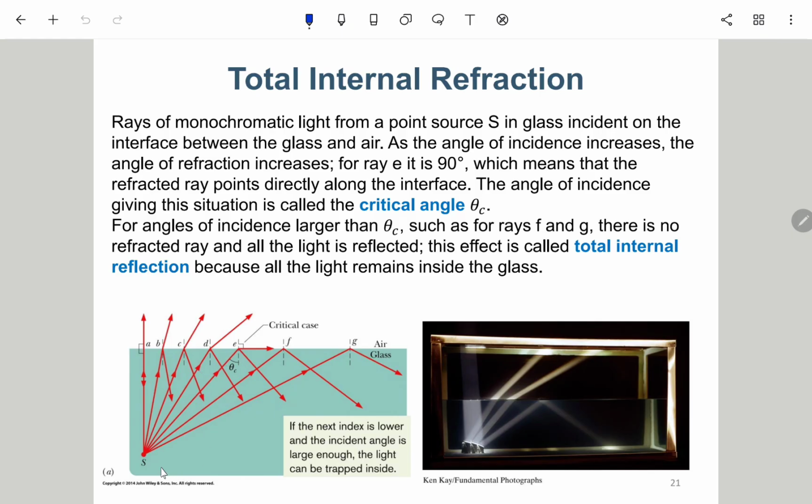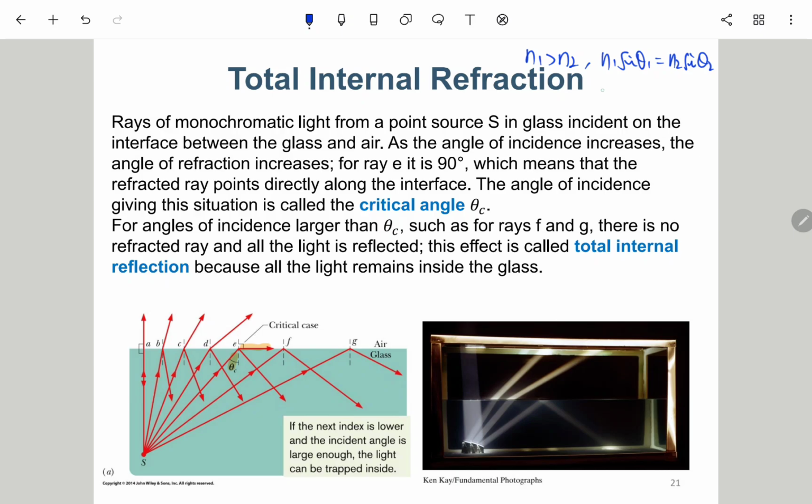But as you know, if this part has a larger index of refraction, the refraction angle should be larger than the incident angle. When this incident angle is equal to theta c, the refracted angle turns out to be 90 degrees, because from Snell's law, we have n1 sine theta 1 equals n2 sine theta 2. Here we assume that n1 is larger than n2.